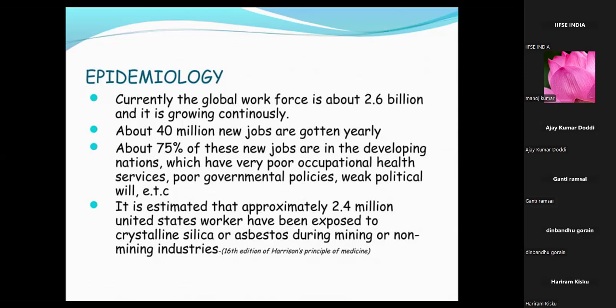Poor governmental policies, of course, because most of the politicians own the industries. So they are also in the parliament. They don't frame the laws in such a way that it will increase their budget. So the laws are framed as such.